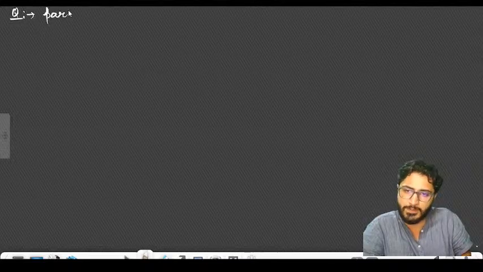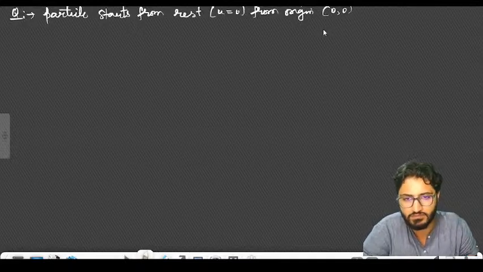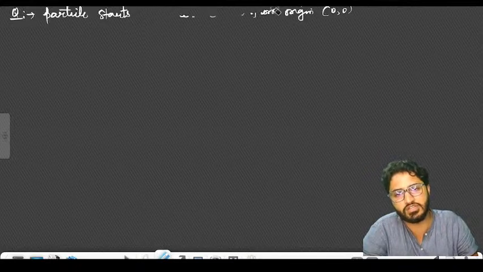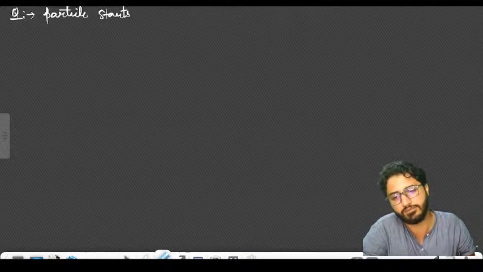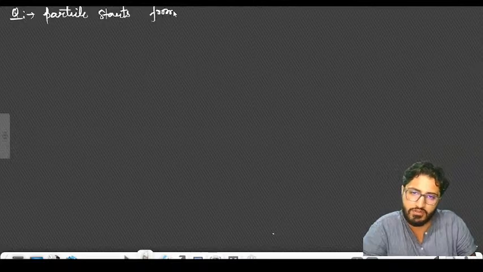Question is, a particle starts from rest. Starts from rest means my initial velocity is 0. From origin means 0, 0. Let us suppose we change this numerical now. We are having something different now. Tough one. A particle starts from origin.